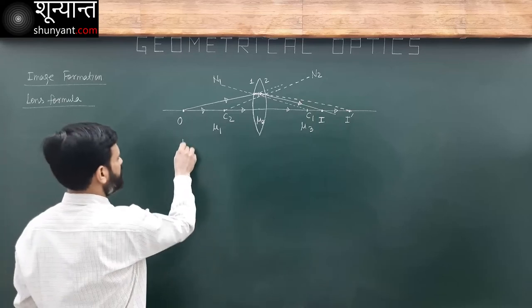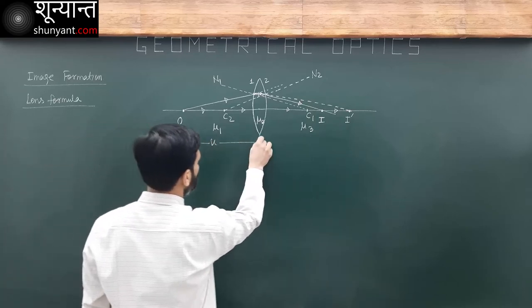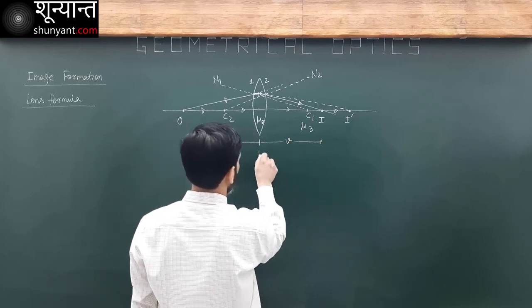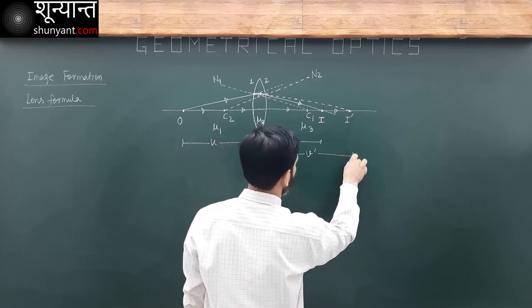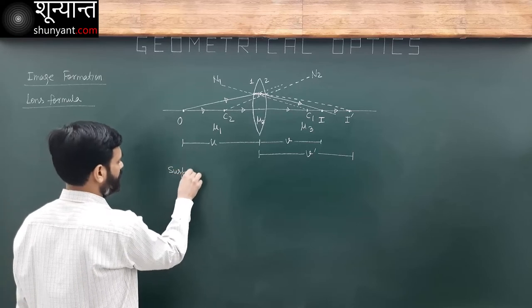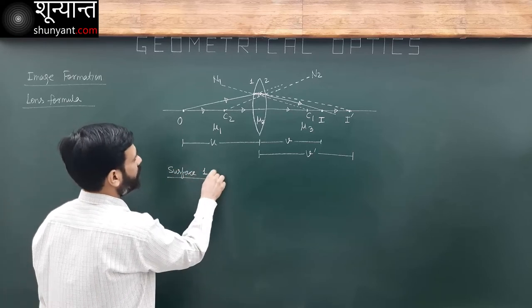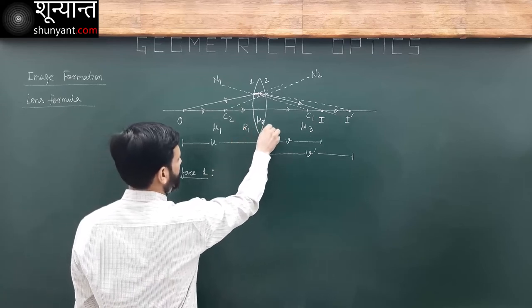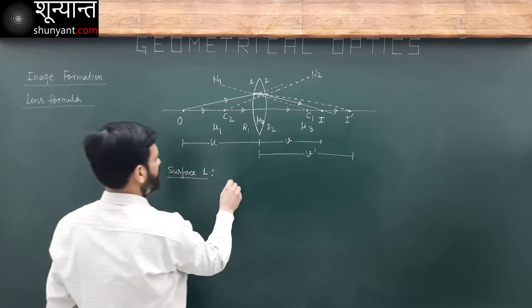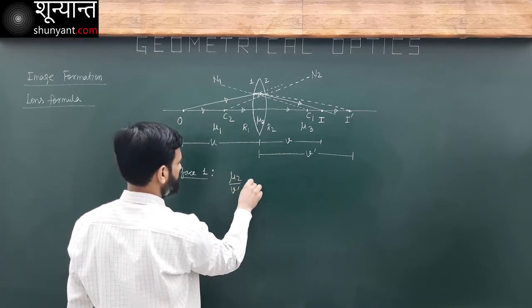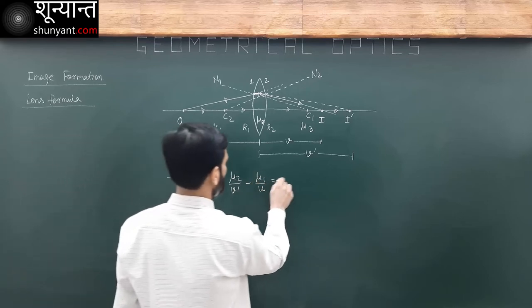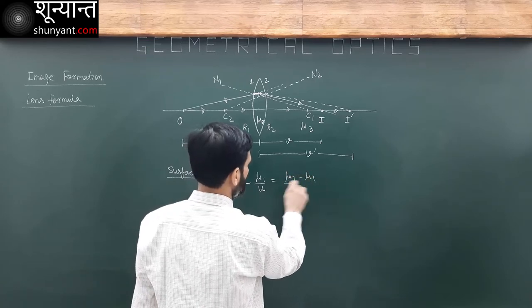This distance is u. This is v. And let me write this as v dash. Now, surface 1. The radii are r1 and r2. For the first surface, I will write mu 2 over v dash minus mu 1 over u is equal to mu 2 minus mu 1 over r1.